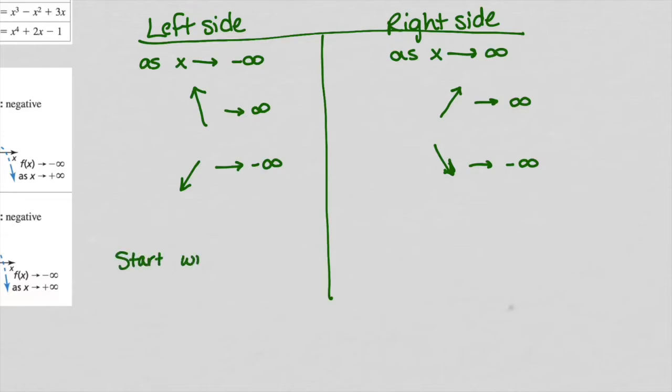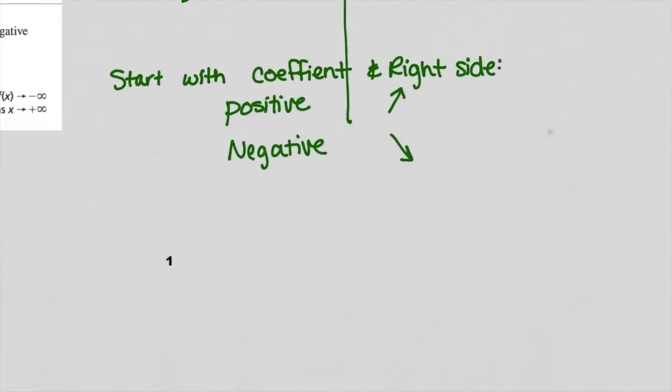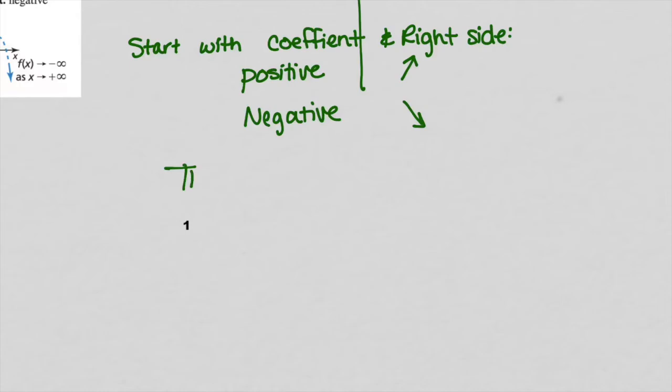So we always start with the right side, okay? And we use the leading coefficient, and that determines the right side, okay? If the leading coefficient is positive, our right side goes up. And if it is negative, the right side goes down. And then once you've determined your right side behavior, you use that to then determine the left side.